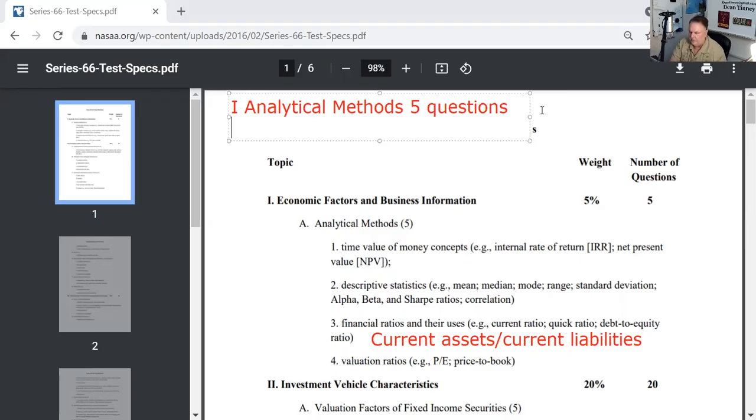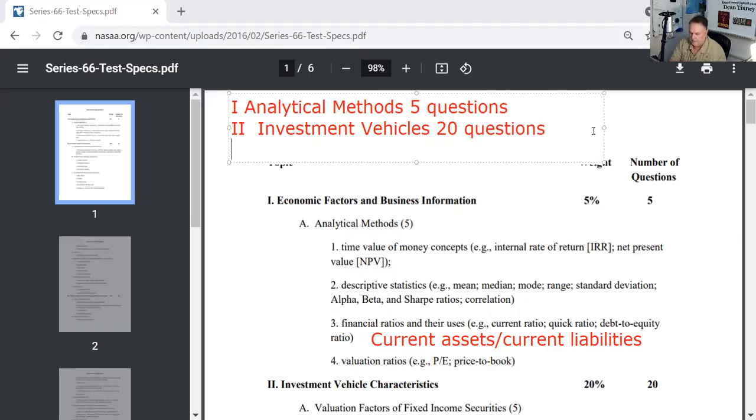Now, the second section you get tested on in the exam is investment vehicles. Hopefully you're pretty good on that because you just had your 7 recently, we would expect, but investment vehicles are 20 questions. And the third thing you get tested on, there are 4 sections to the test, is client recommendations and strategies. It makes sense that would be a bigger deal, right? Because as an investment advisor representative, that's pretty much what we're going to be doing. And that's 30 questions.